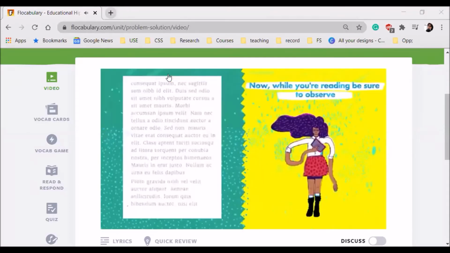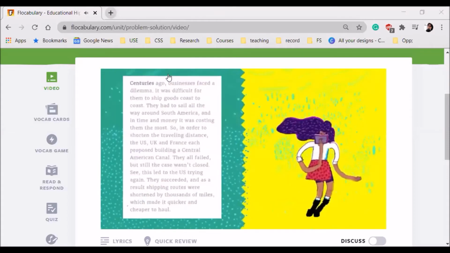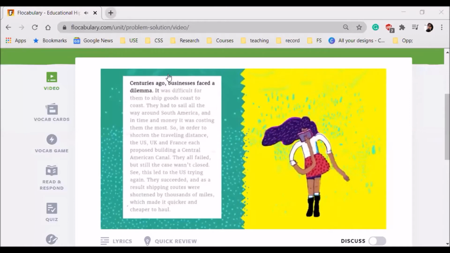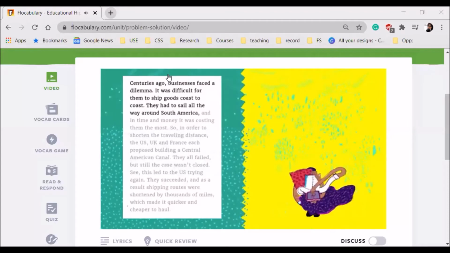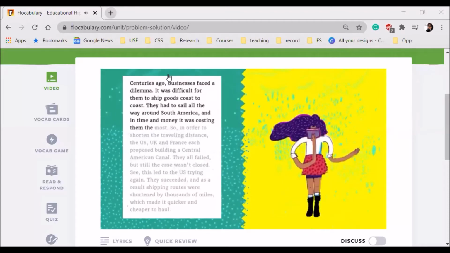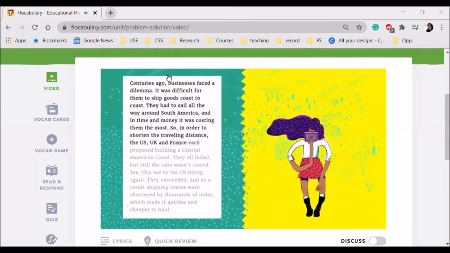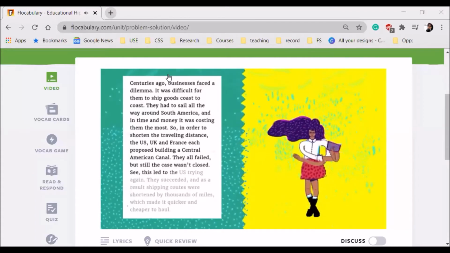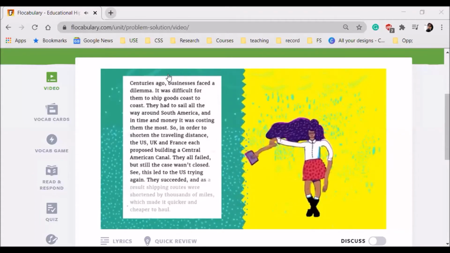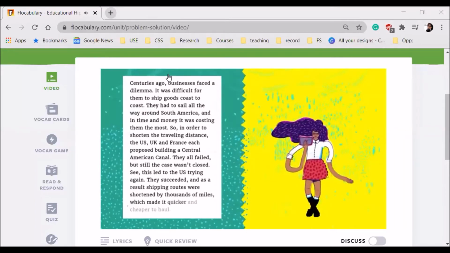Now, while you're reading, be sure to observe all the hints and clues, aka signal words. Centuries ago, businesses faced a dilemma. It was difficult for them to ship goods coast to coast. They had to sail all the way around South America, and in time and money it was costing them the most. So in order to shorten the traveling distance, the US, UK, and France each proposed building a Central American canal. They all failed, but still the case wasn't closed. See, this led to the US trying again. They succeeded, and as a result, shipping routes were shortened by thousands of miles, which made it quicker and cheaper to haul.